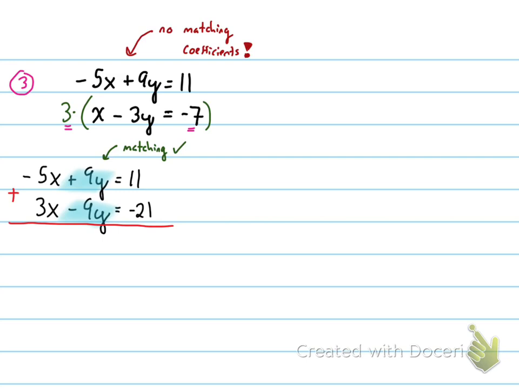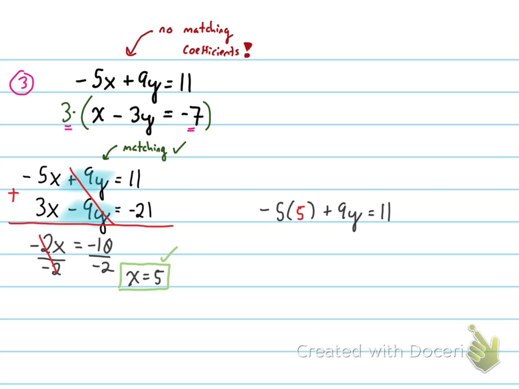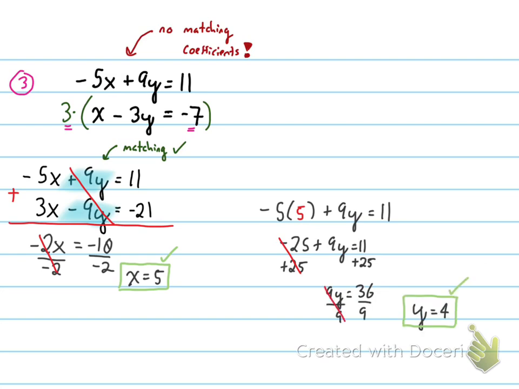Negative 5 plus 3 will leave me with negative 2x. 9 plus negative 9 is 0, so the y's cancel. And 11 plus negative 12 will give me negative 10. One more step to solve for x. I'm left with x equals 5. Then I'll plug 5 in for x to solve for y, so I'm left with negative 25 plus 9y equals 11. Bring the 25 over, divide by 9, and I'm left with y equals 4.